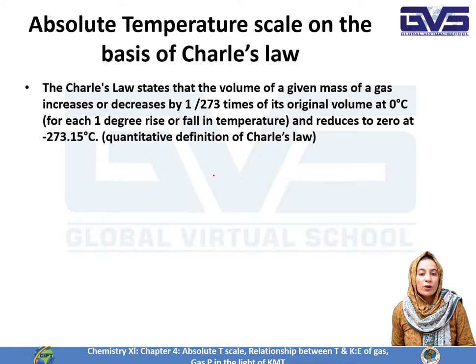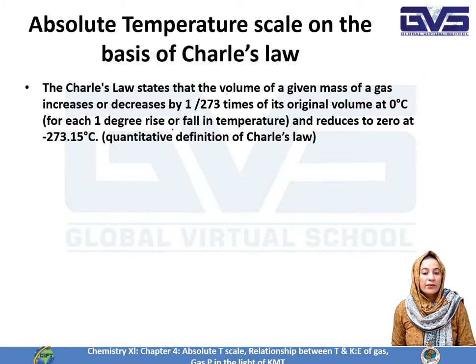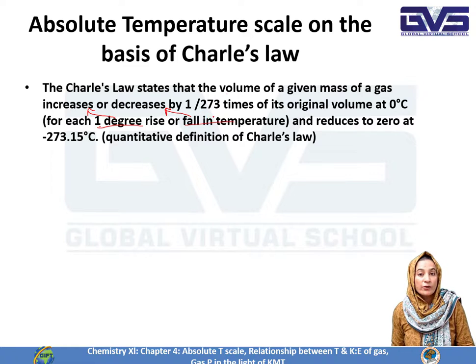First, focus on Charles' law: at constant pressure, the volume of a given mass of a gas increases or decreases by 1 over 273 of its original volume at 0 degrees for each 1 degree rise or fall in temperature. For a 1 degree rise, the volume increases. For a 1 degree fall in temperature, the volume decreases. How much? 1 over 273, or you can say the 273rd part of the original volume.